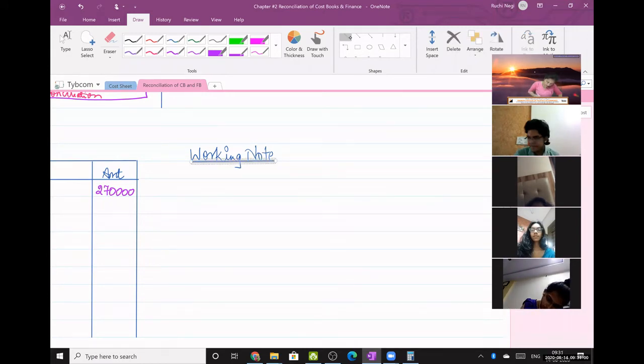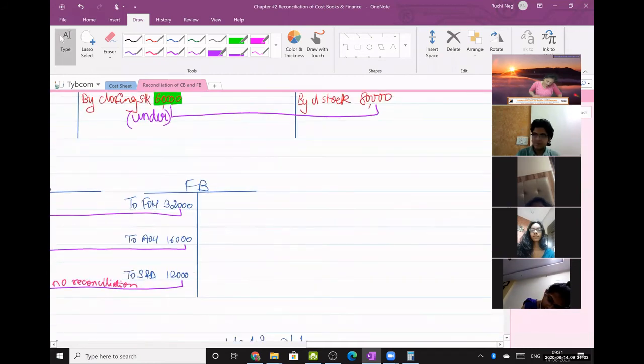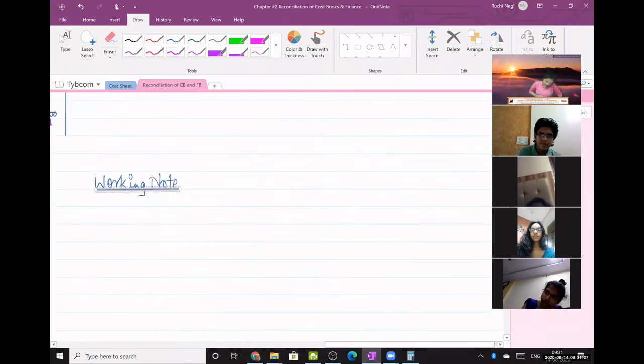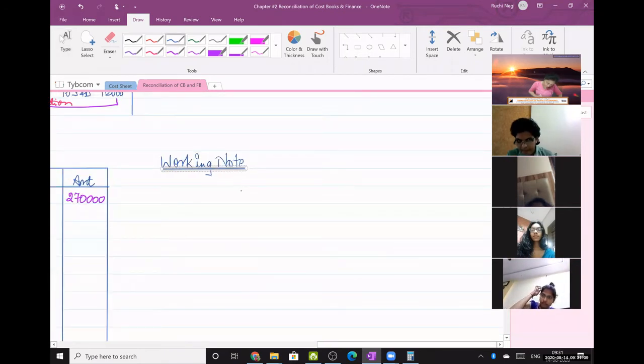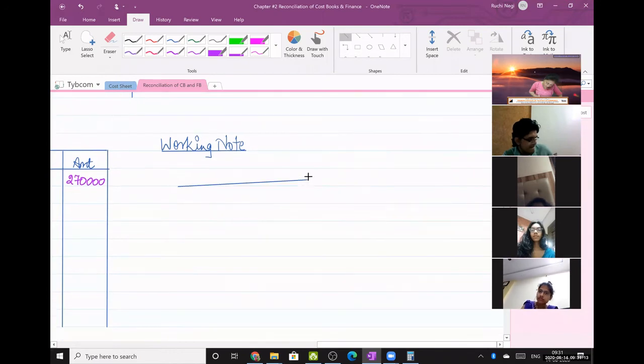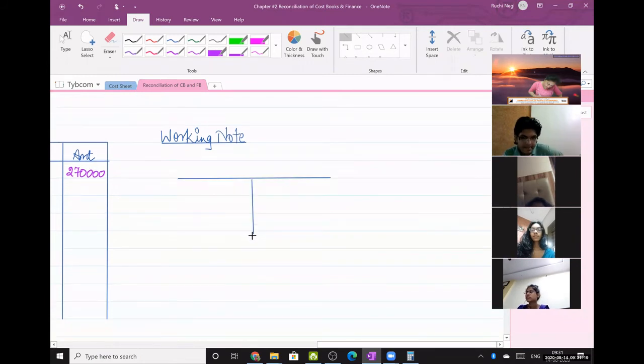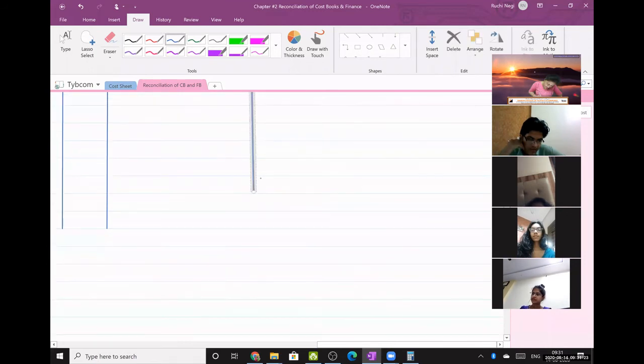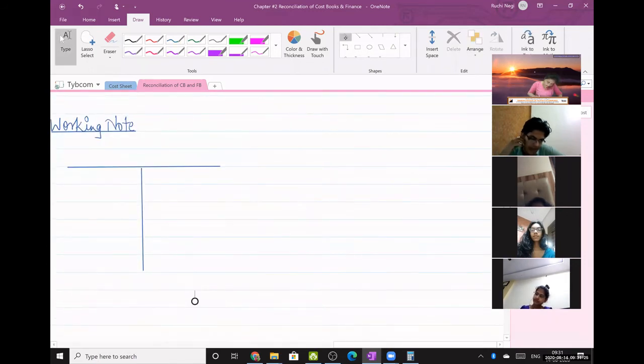So working note के लिए what you have to prepare is this. This is a rough table. Cost books और finance book का एक rough table बनाओ सिर्फ. Okay, so I'm making a rough table. छोटा सा, just for your reference and nothing else. So that it becomes easy for you to know कि add करना है कि less करना है. बस, only for that. एक rough table T shape का, मतलब ledger shape का.